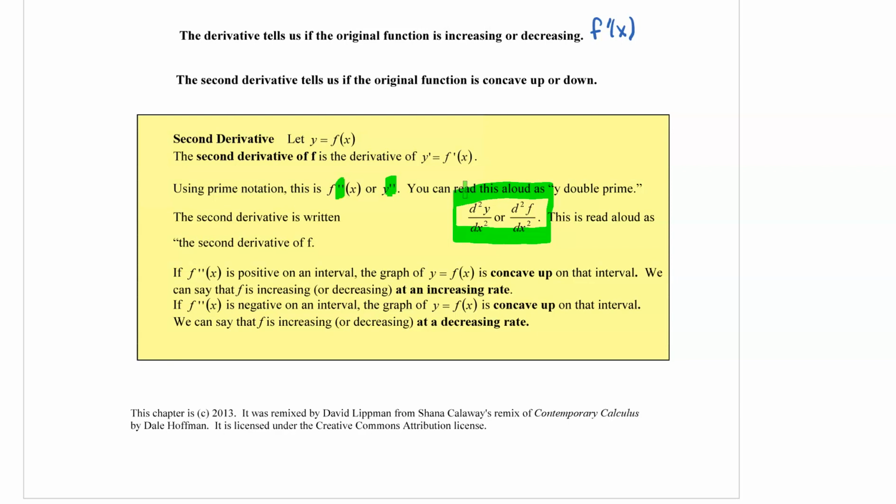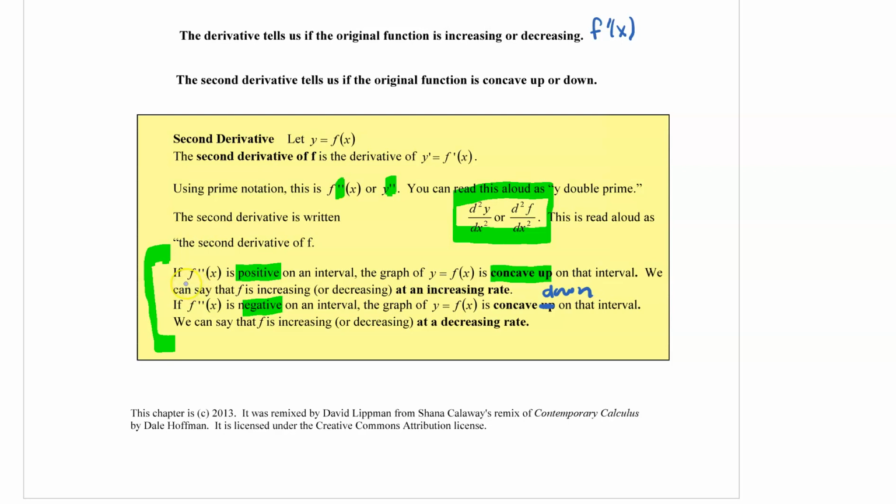And here's where we get our concavity, or what we need to know. If f double prime of x is positive on an interval, the graph is known as concave up, and we can say that f is increasing or decreasing at an increasing rate. And if f double prime is negative on an interval, we can say it's concave down on that interval, and we say that it's increasing or decreasing at a decreasing rate.